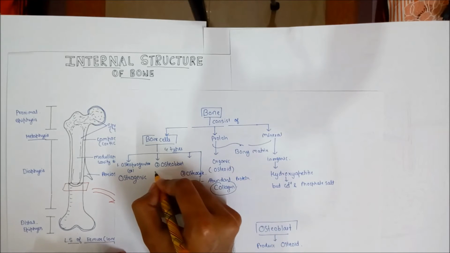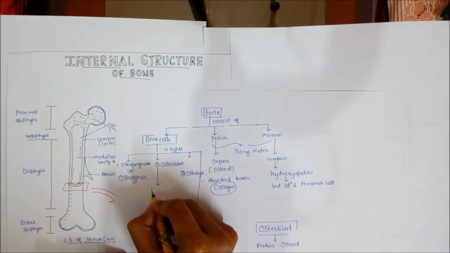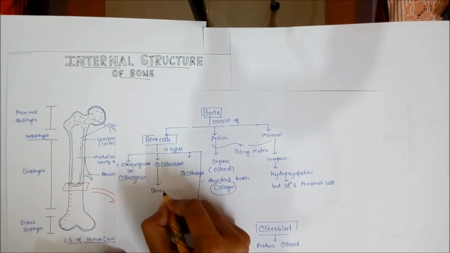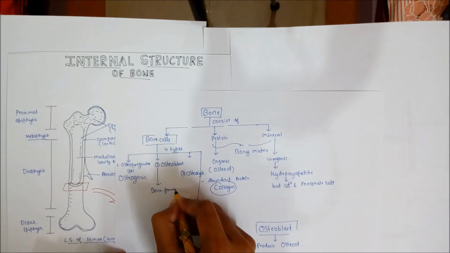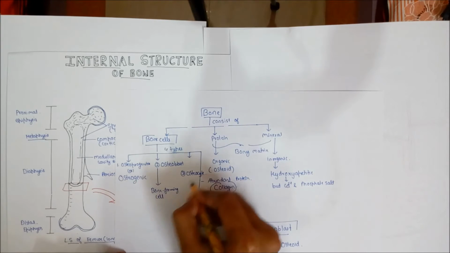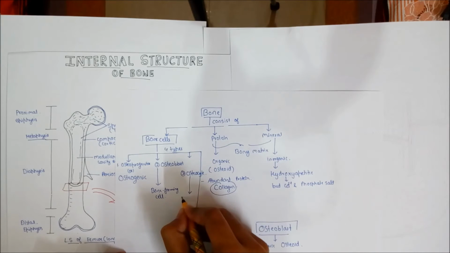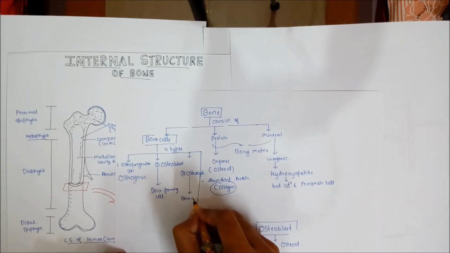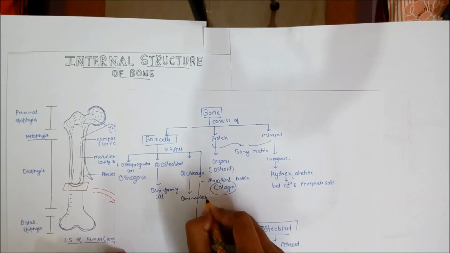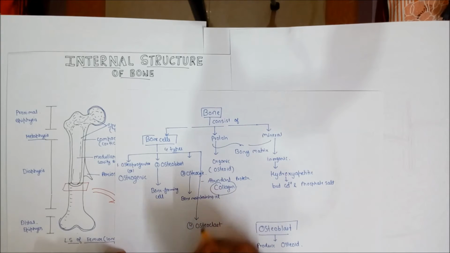Now osteoblasts are the bone forming cells as they form the osteoid, and the osteocytes are the bone maintaining cells. Osteoclasts carry out the resorption, or the breakdown, of the bone.